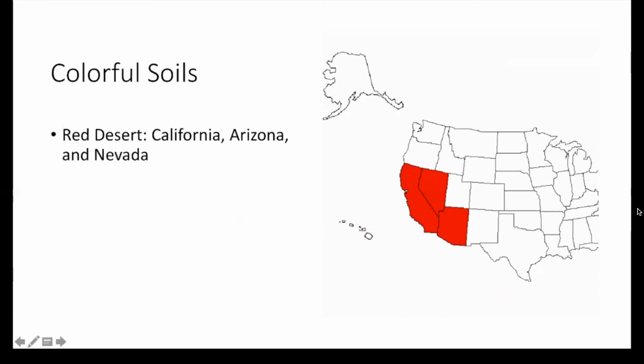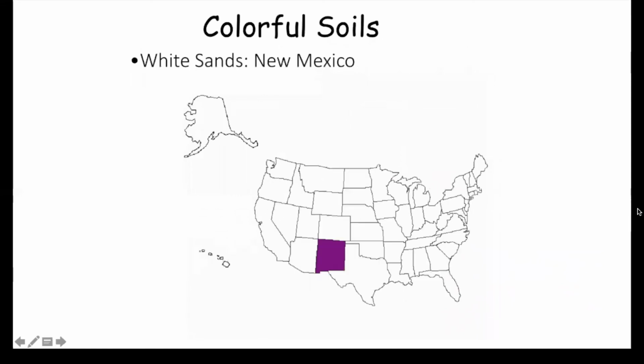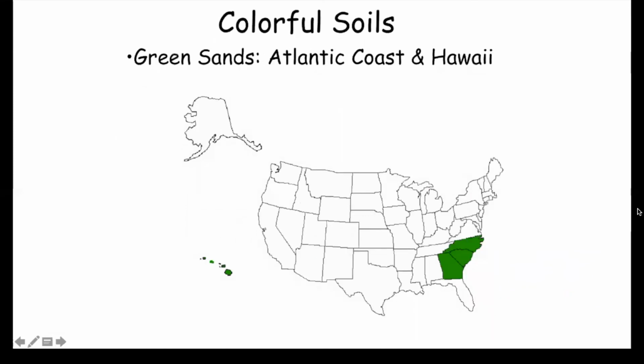This is the red desert soils in California, Arizona, and Nevada. And it's actually the Arizona state soil. So that's that red desert soil. And we also have gray desert soils, and that's in Idaho, Utah, and Nevada. And then we also have white sands in New Mexico and green sands along the Atlantic coast and red beds in Texas and Oklahoma.